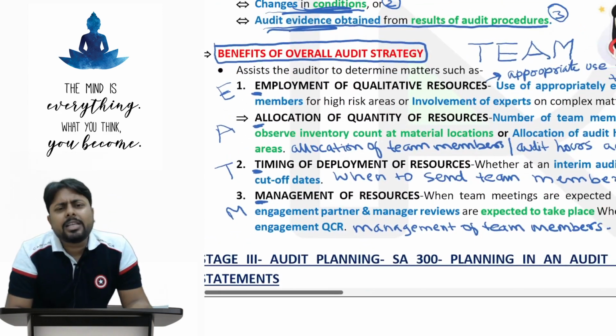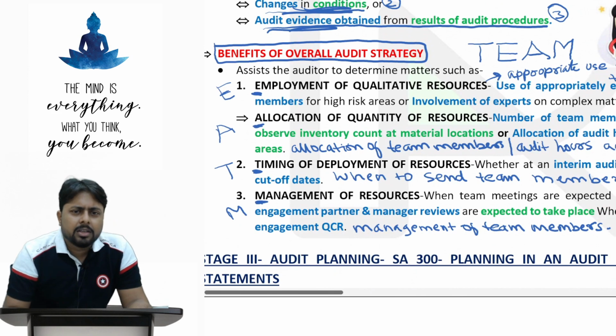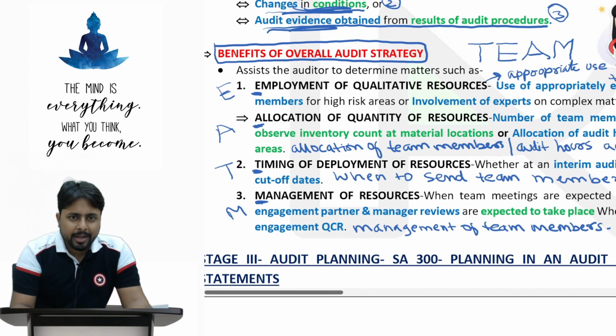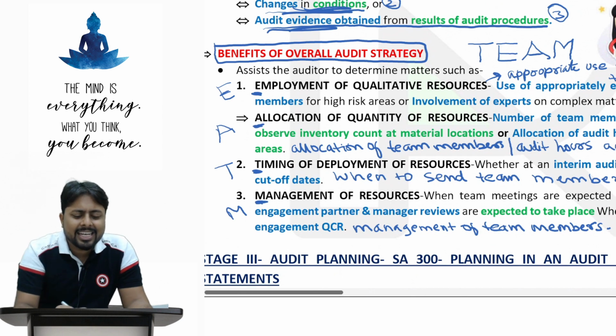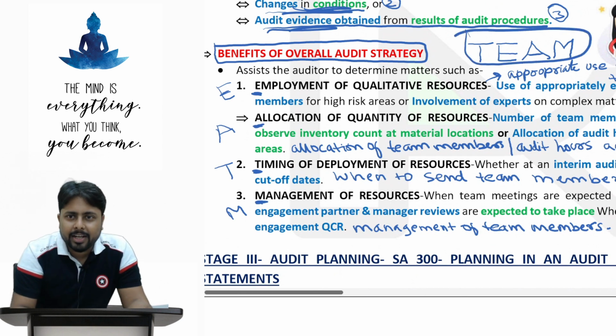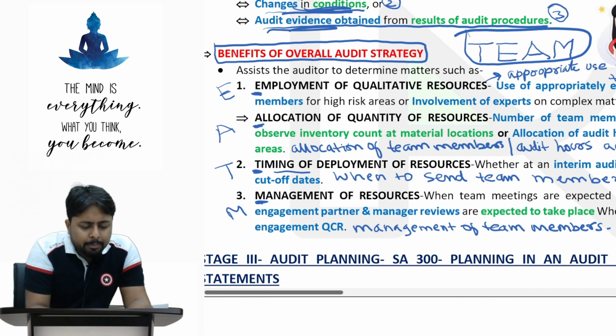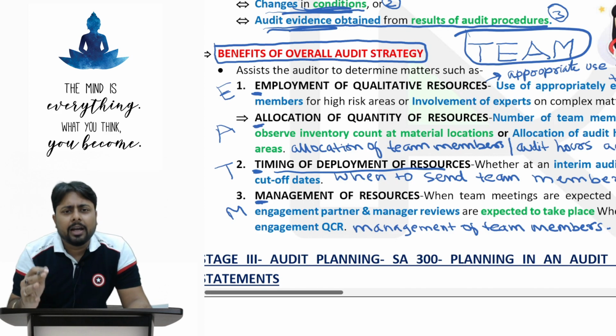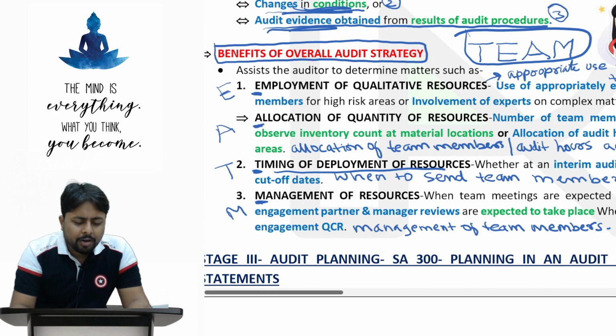All right, which stage are we in? Audit strategy. Sir, I am a chartered accountant. I want to know what is the benefit of audit strategy. The benefit of audit strategy, second stage, is TEAM. The mnemonic I'm telling you: TEAM is the benefit of audit strategy. T stands for timing of deployment of resources, which is when to send which team member.